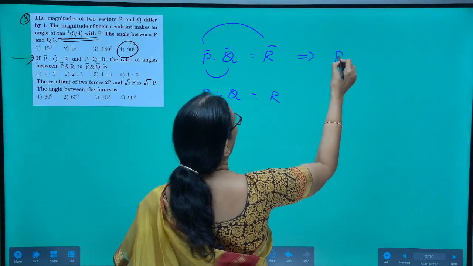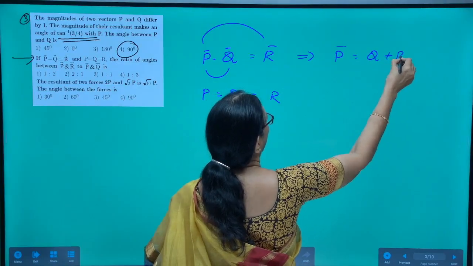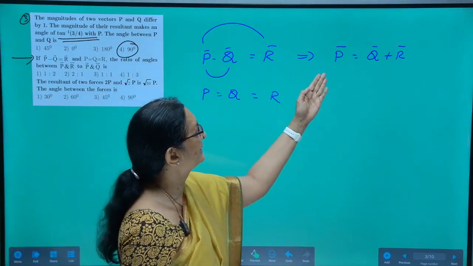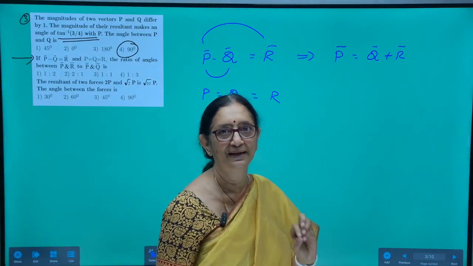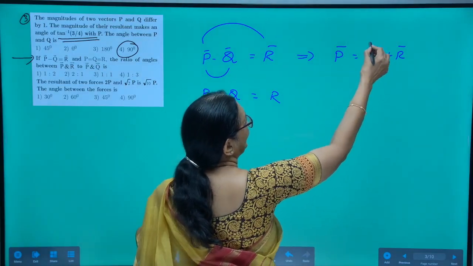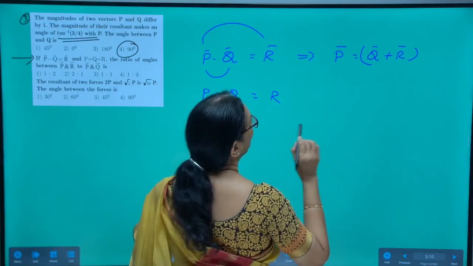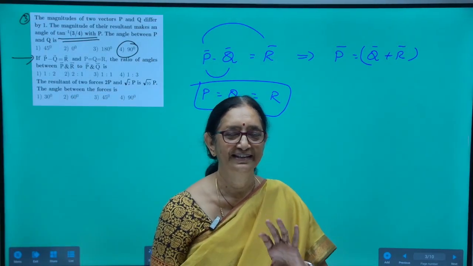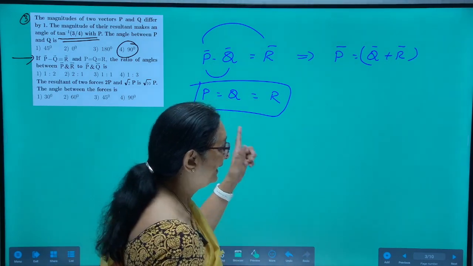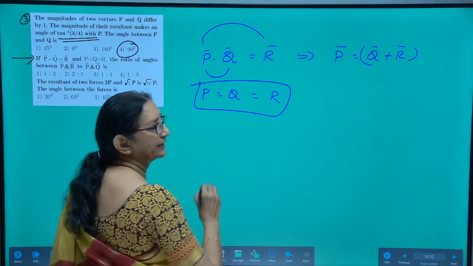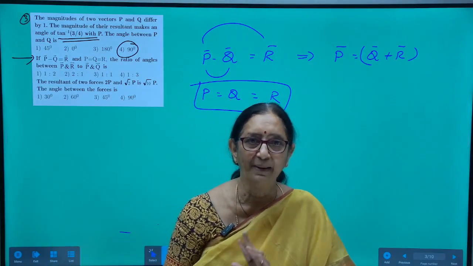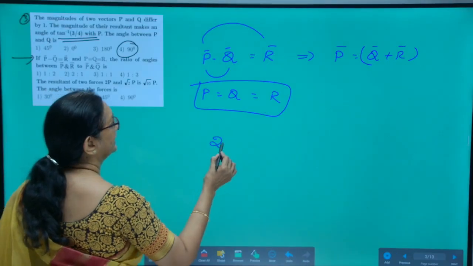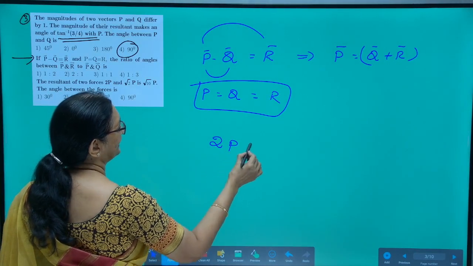You can say P bar is equal to Q bar plus R bar, isn't it? P bar minus Q bar is R bar. So, P bar is equal to Q bar plus R bar, meaning P bar is the resultant of Q bar and R bar. Here all of them are of equal magnitude. That suggests so many things. In the first problem we have seen, from the parallelogram law of vectors, if the magnitudes of two vectors are equal, then the magnitude of the resultant is 2P cos theta by 2.